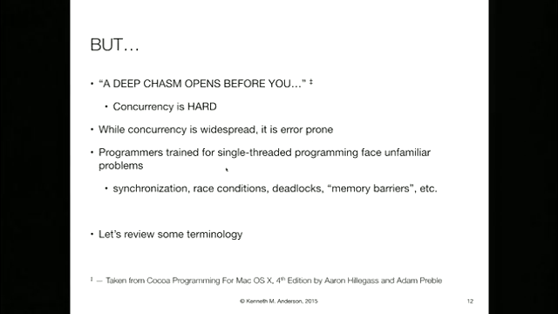And when you're trained for single-threaded programming, this class of errors is almost completely unfamiliar. The need for synchronization, the fact that if you don't synchronize, you get into race conditions. I'll show you some examples of that coming up. Deadlocks, where everything's running, nothing's running. Every thread is blocked. What happened, right? And then these things called memory barriers. I'll show you that in a minute.